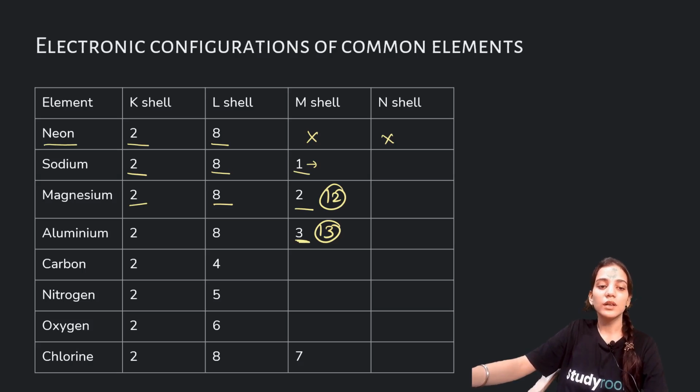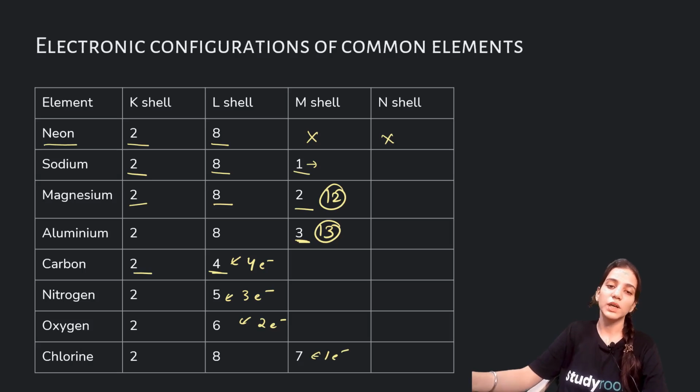Carbon has 2 in its K shell and 4 electrons in its L shell. So it will need 4 more electrons to become stable. Nitrogen will need 3 electrons to become stable. Oxygen will need 2 electrons to become stable. Chlorine, we saw in the previous example, will need 1 electron to become stable.